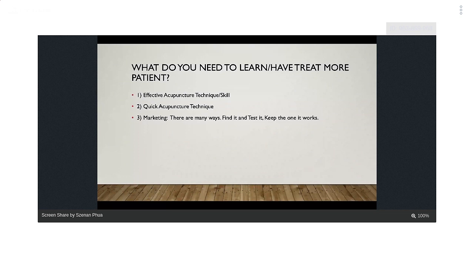What you need to do is time yourself. When you go to see your patient, time yourself. You're going in at 5 o'clock. What time do you come out? Then the third thing I think is important is marketing. There are many ways. You find it and you test it.